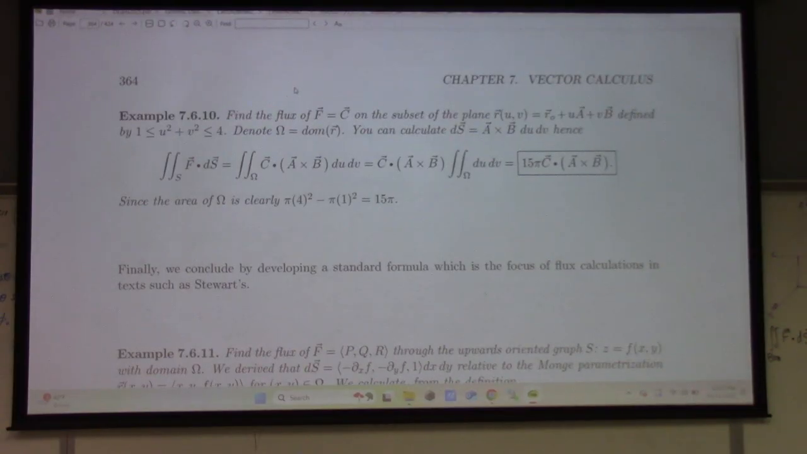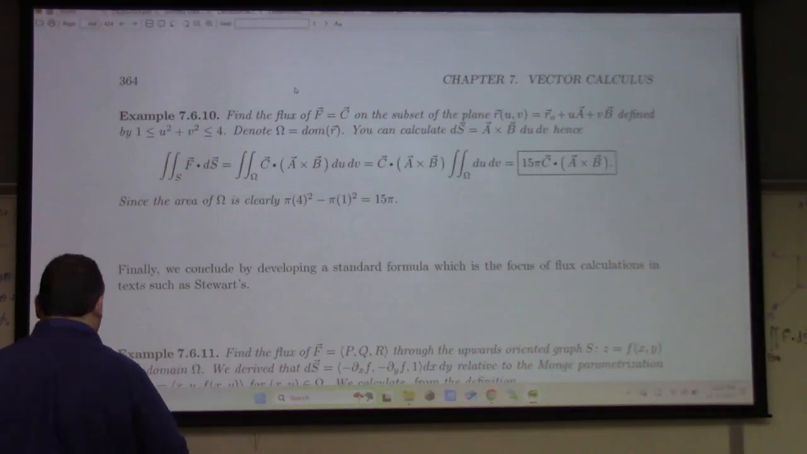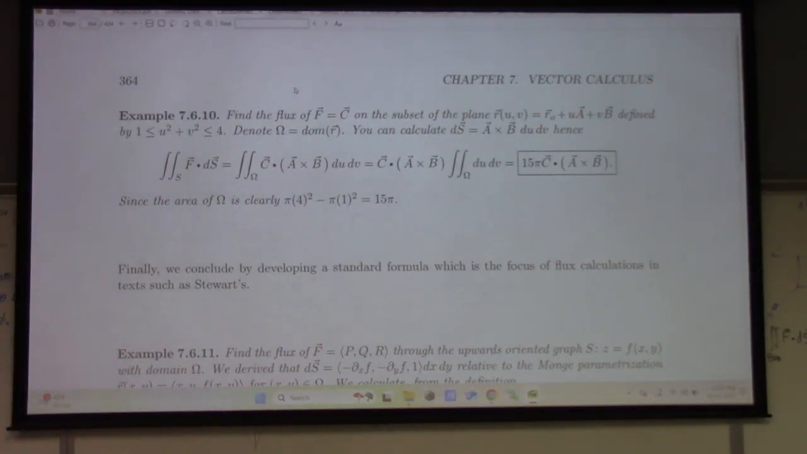So this here, I wanted to calculate the flux of the constant vector field C over the portion of the plane with vectors A and B. All right.